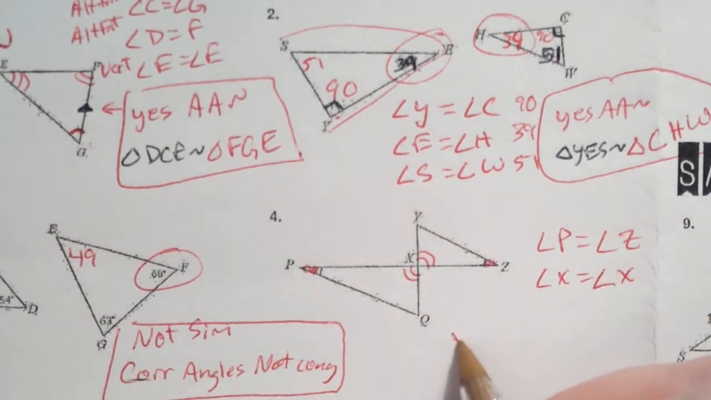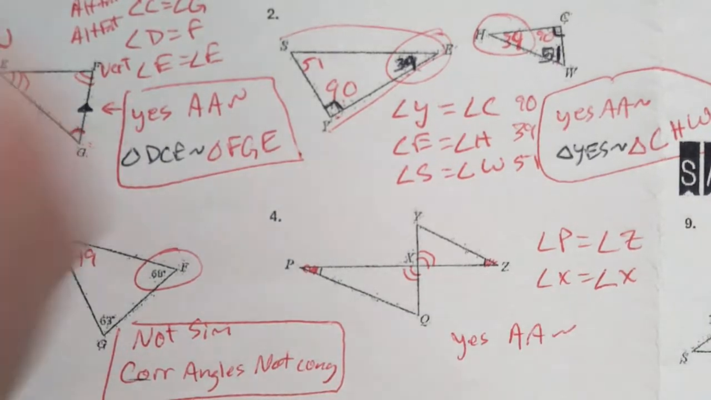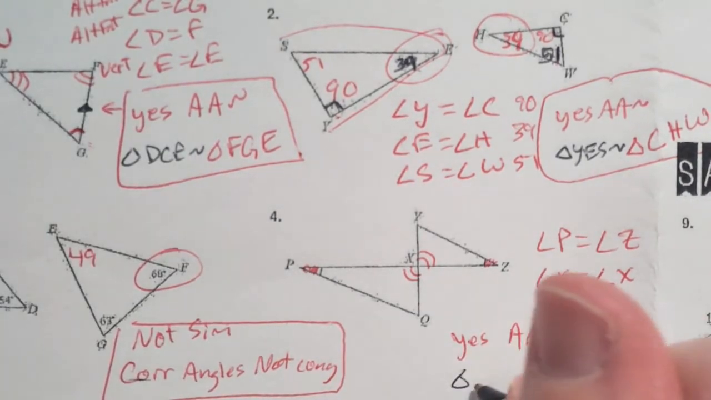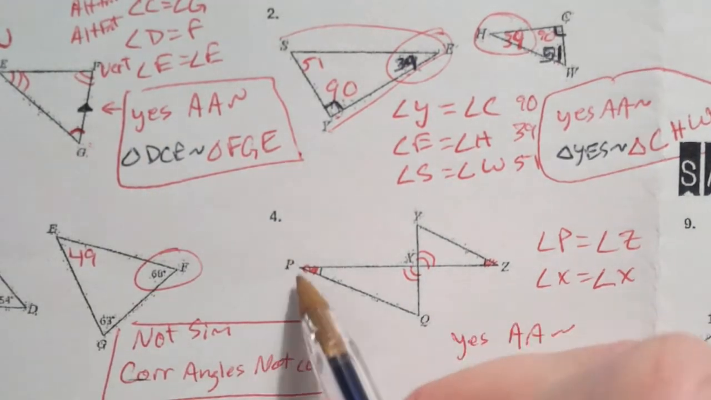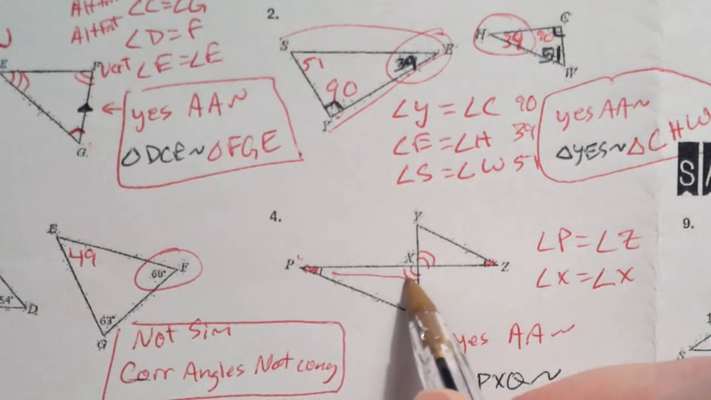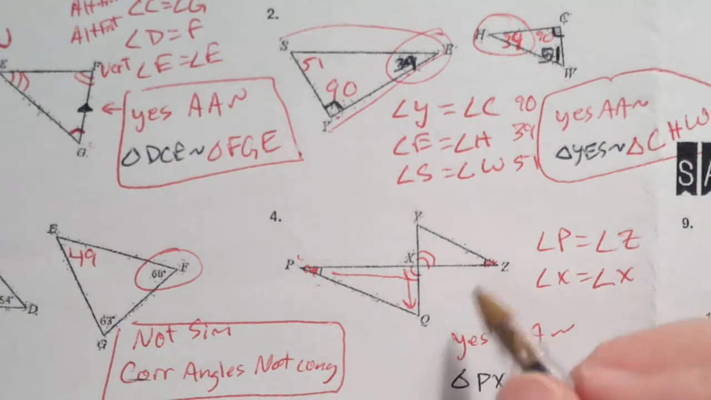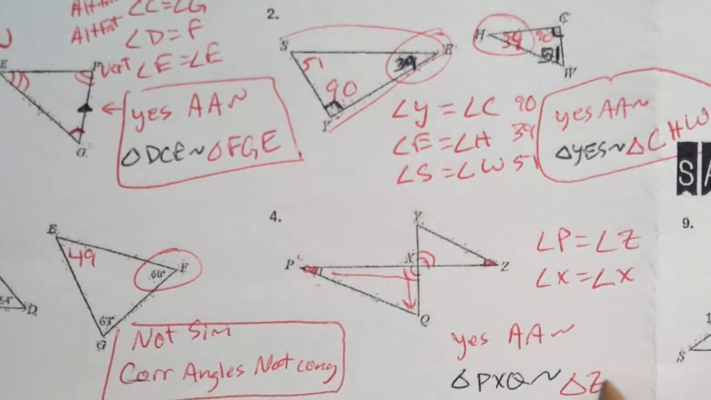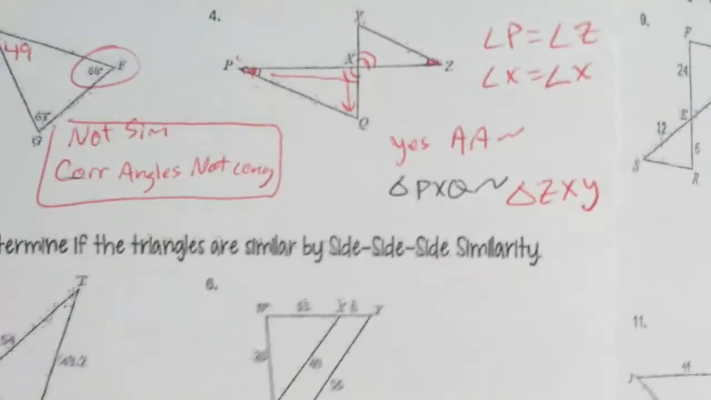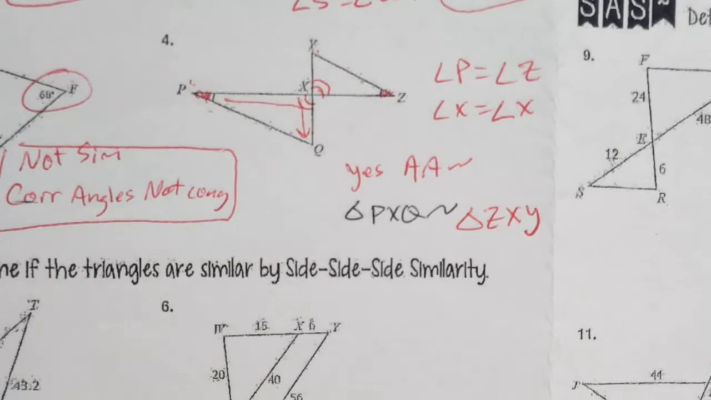So yes, this is similar because of AA similarity. Let's say I said triangle PXQ, that would be similar to what? If I said P, X, then Q, I went single, double, nothing. So do the same thing on the other one. Single, double, nothing would be Z, X, Y. So right there, that's number 4. Excellent. All right, let's go ahead and go to number 5.